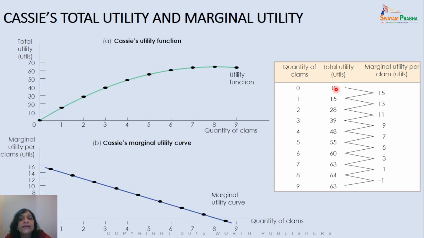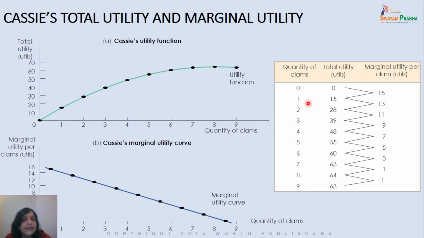15 minus 0, 15. That is, when I was not consuming anything, my total utility was 0. I consume one more unit. I consume 0 to 1 means one extra unit I am consuming. What has happened to total utility? It has grown, it has increased from 0 to 15. What is marginal utility? Change in the total utility because one more unit is being consumed.